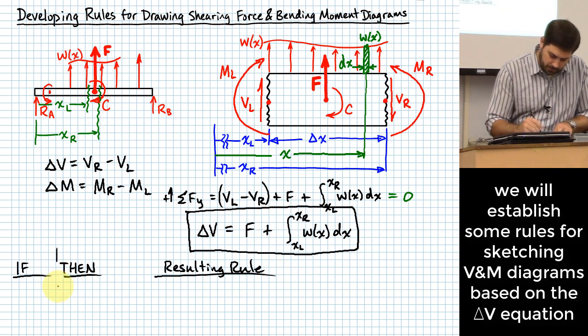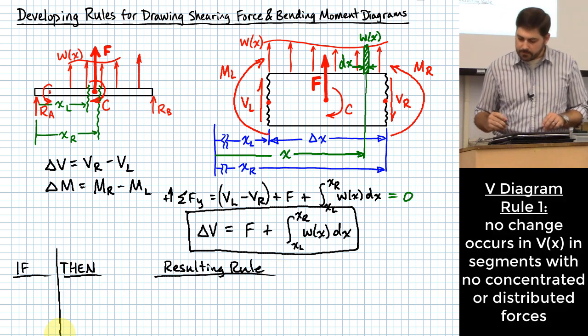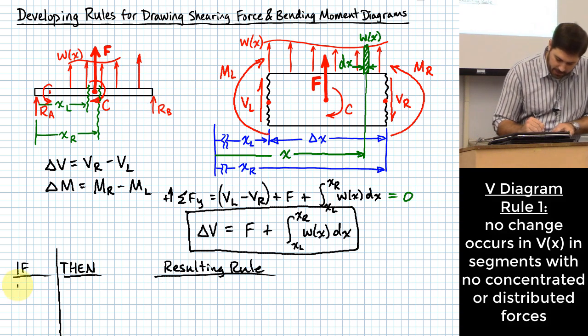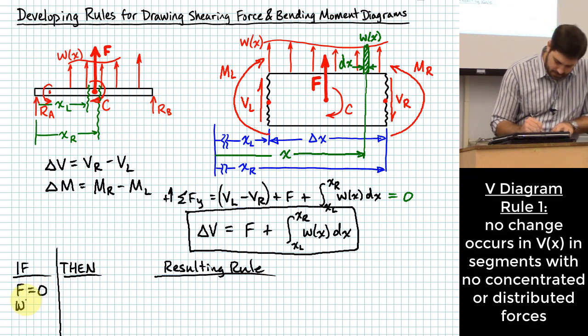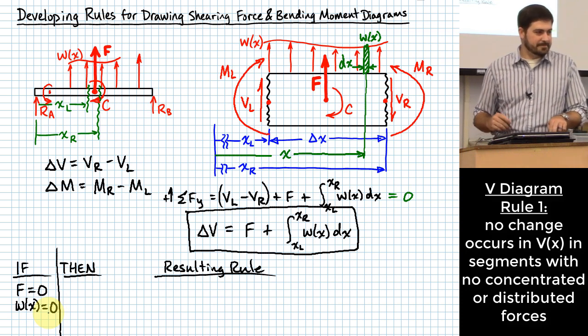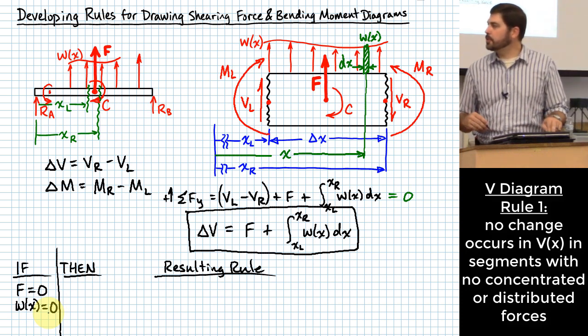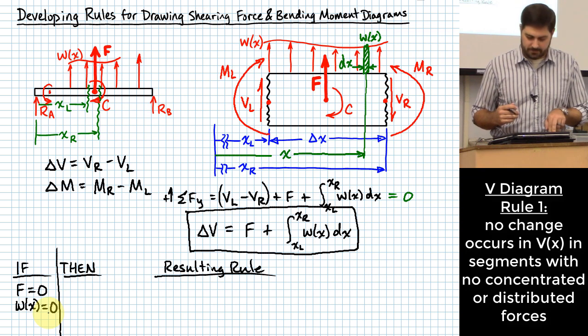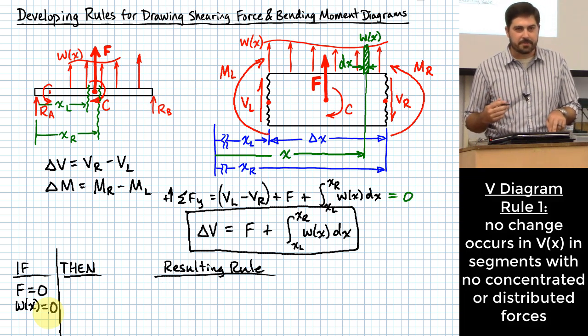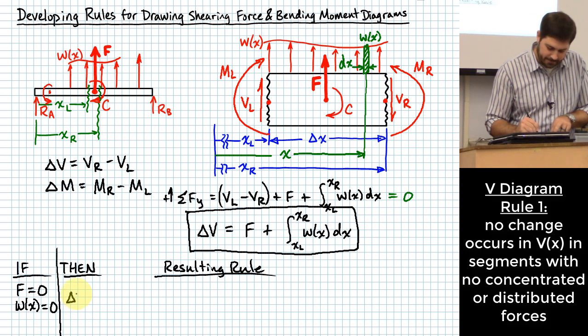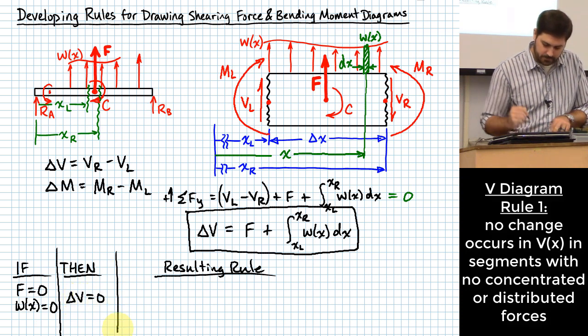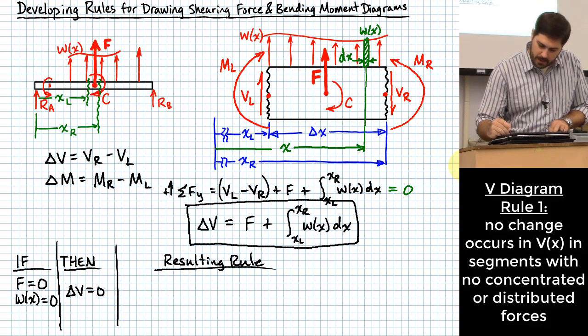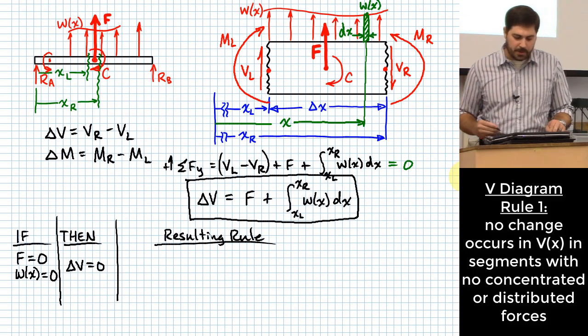Okay? So my first if is this. What if we have a situation where the concentrated force value is equal to 0 and the distributed load function is equal to 0? We're going to start real easy. Okay? What if those two conditions are met? There's no concentrated force and there's no distributed load function. Okay? What are we going to have as far as our delta V is concerned? It's a really tricky one, right? Okay? There's not going to be any change in the shearing force function.